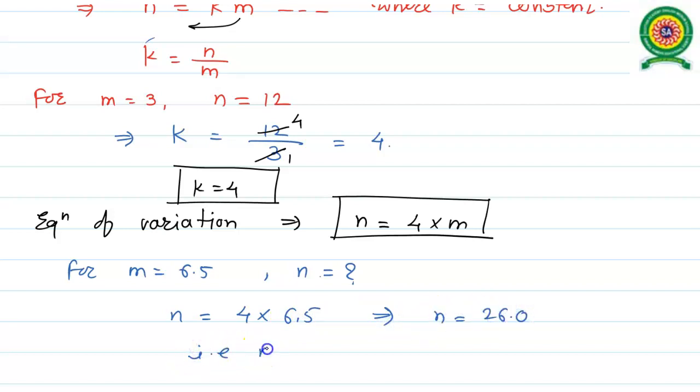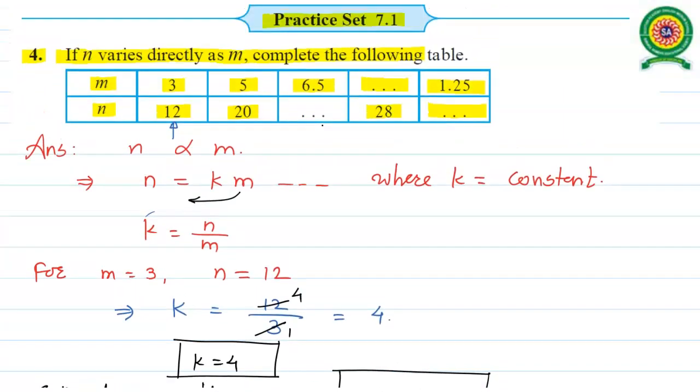I am writing the n value as just 26, because if after the decimal there are zeros, they have no value, so 26.0 we can write as 26. I am filling the number into the table. Once m is 6.5, the value of n is 26.